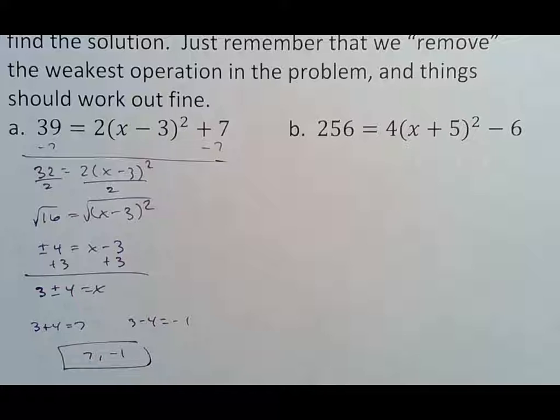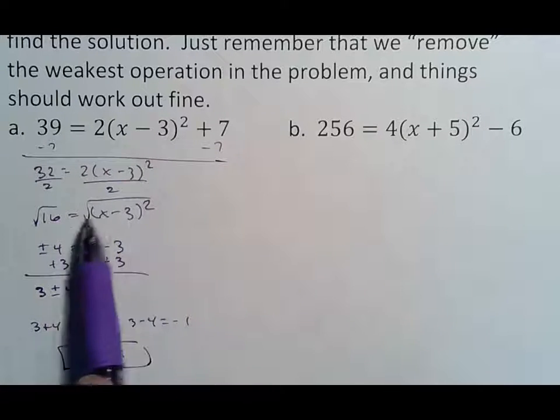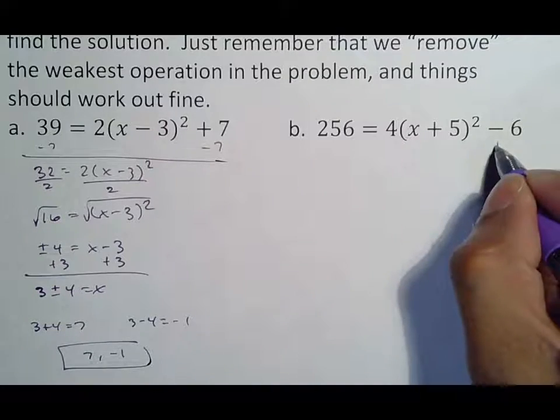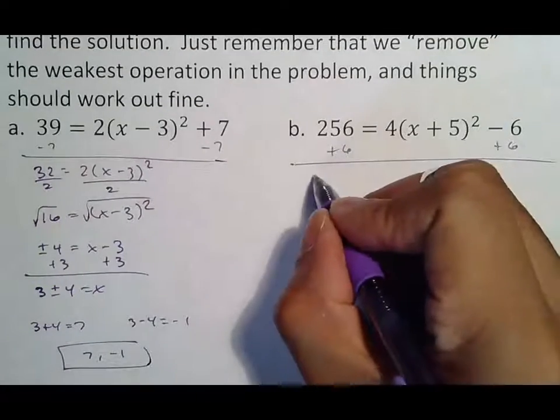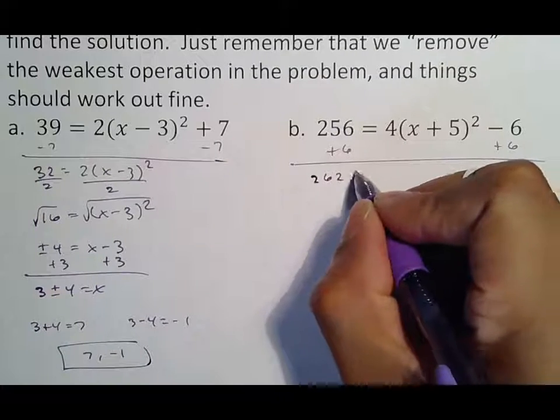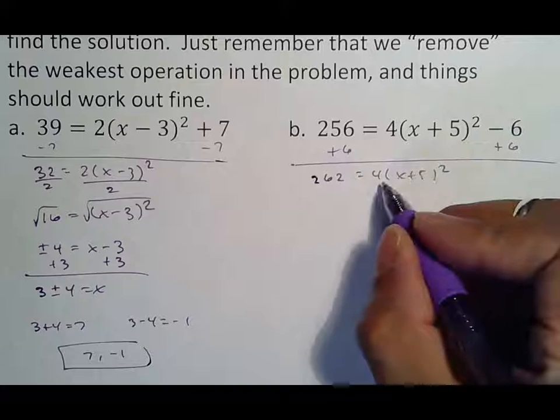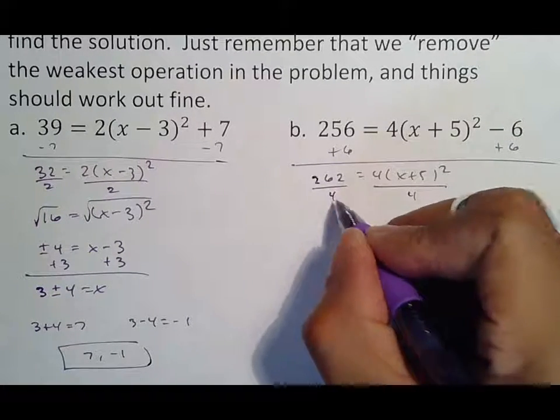That's it. So again, move that number by subtracting, move this number by dividing, square root, move that number but put it in front of the plus minus, and then split and simplify your 2 answers, and that should do it. Same thing over here, add 6, again that's the weakest, you get 262 equals 4 times x plus 5 squared. We then have to move the 4 because that's the furthest weakest number in that operation there.